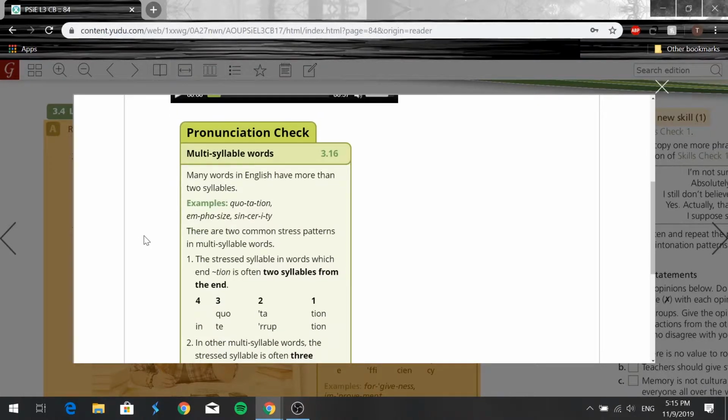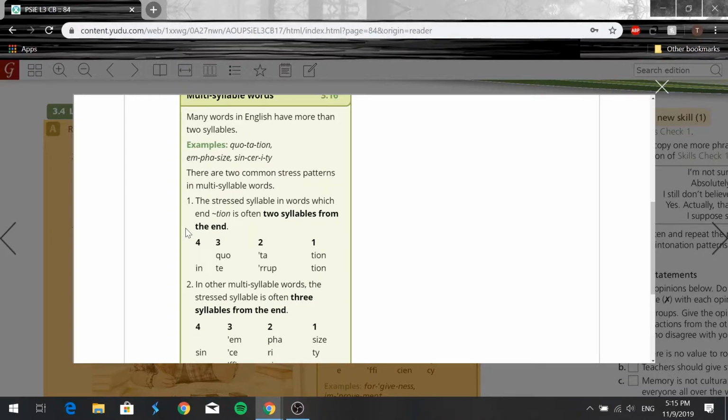Here we have multi-syllable words. So we already know that many words in English have more than 2 syllables, right? Examples: quotation, emphasize, and sincerity, right? What you don't know is that there are 2 common stress patterns in multi-syllable words. For example, the stressed syllable in words which end in tion, like quotation, interpretation, contraction, is often 2 syllables from the end.